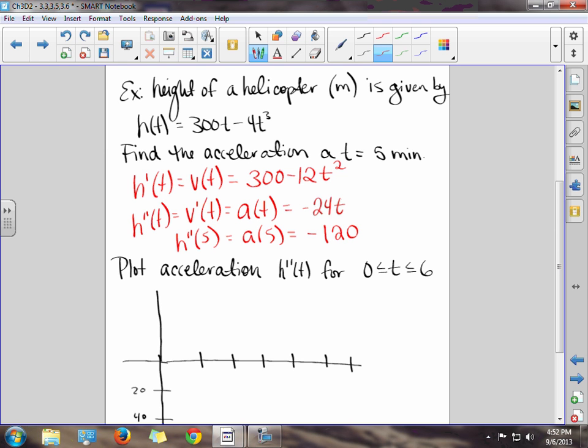Remember the units for acceleration. It's going to be meters because that's what I'm measuring my height in. And then my time is in minutes, so it's going to be meters per minute squared.